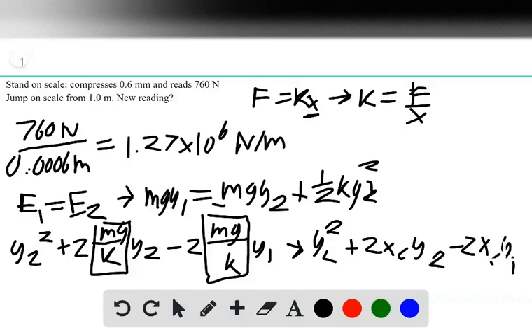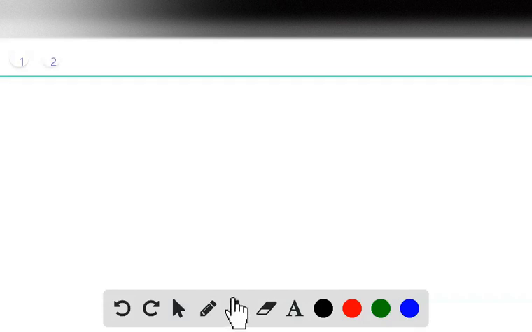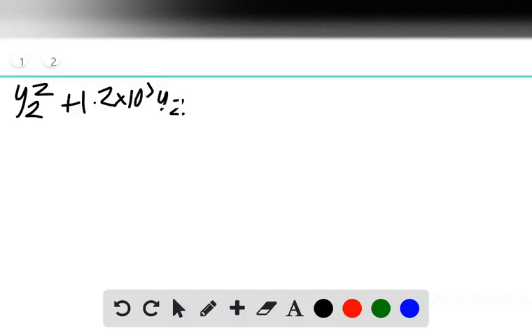Then xc is the compression of 0.0006 meters, and we multiply that by 2, so our final starting equation here is going to be y2 squared plus 1.2 times 10 to the minus 3 y2 minus 1.2 times 10 to the minus 3, 10 to the minus 3, I'm sorry. This is a really small number, not a big one, equals 0.